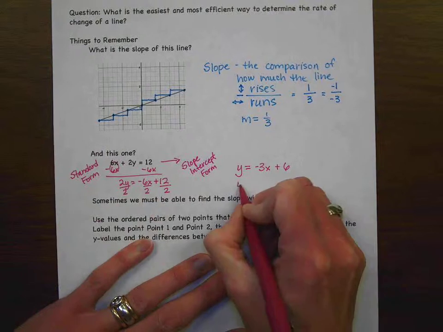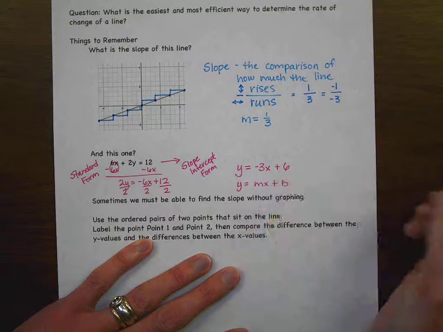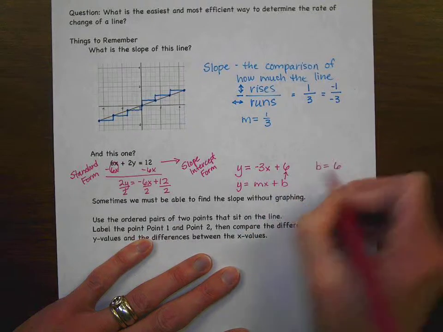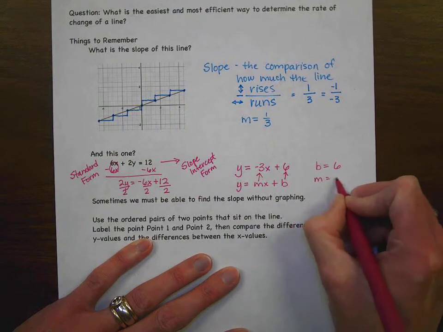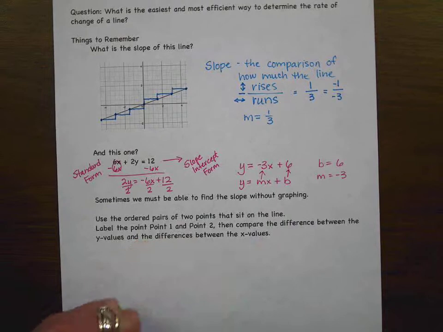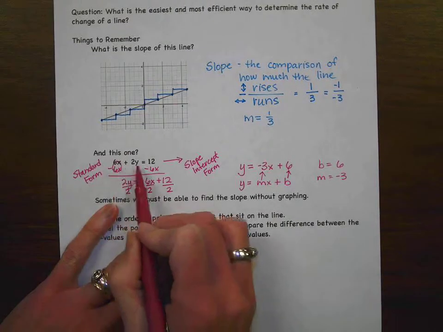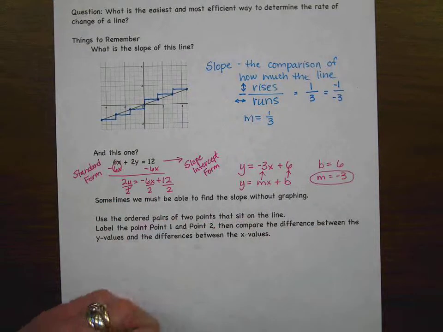And then, if you remember, this is slope-intercept form, y equals mx plus b. And so we know that the b would be equal to 6, and we know that the slope, or the m, is equal to a negative 3. And so the slope for this equation right here, 6x plus 2y equals 12, your slope is negative 3.